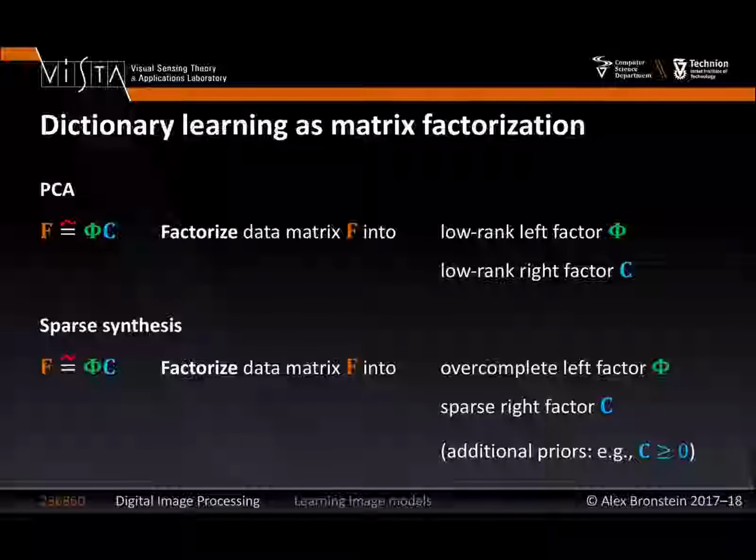And of course, we can add more priors. We can add group sparsity, we can add non-negativity, and so on and so forth. So from this perspective, sparse synthesis is very similar to PCA. It is just making different assumptions on the factors and consequently ending up with more complicated optimization algorithms. But the idea is exactly the same. Any questions?